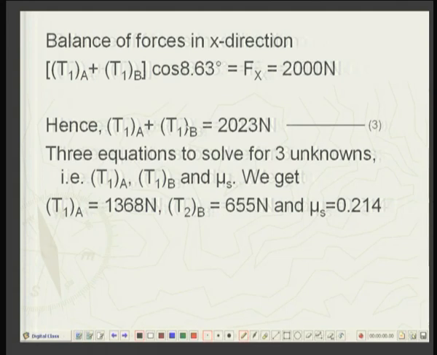So we have three equations, three unknowns, that is T1A, T1B and mu s. So the system of equations can be solved. The tension T1A comes out to be 1368 newtons, T1B comes out to be 655 newtons, and mu s is 0.214.